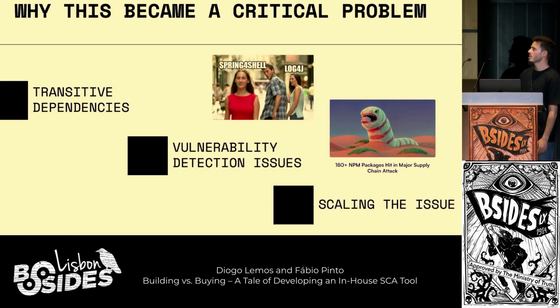And well, we have transitive dependencies, which are those dependencies where, when you install a certain library, that library depends on other libraries, and developers may not know the full chain of dependencies that comes when installing a single one. And that leads to vulnerability detection issues, because if a vulnerability is found in one of those deep transitive dependencies, developers may even struggle to understand where the issue is and even if it is a real issue.